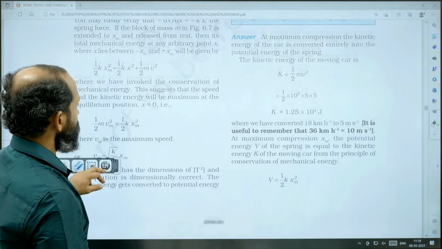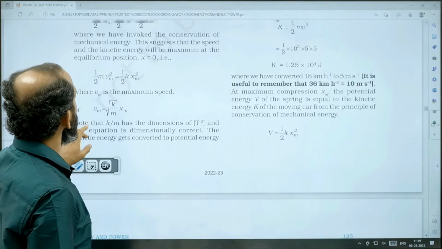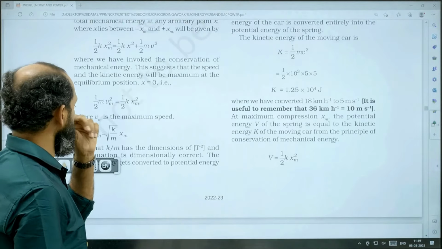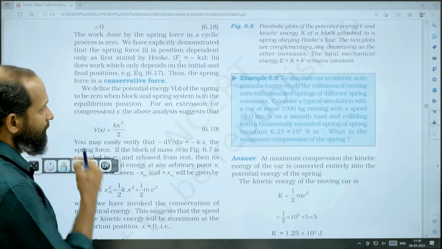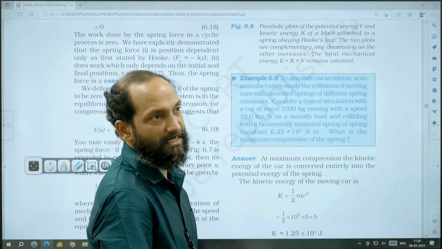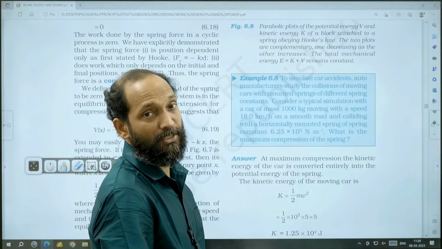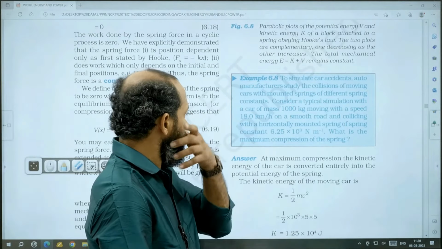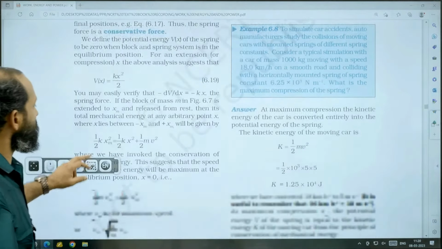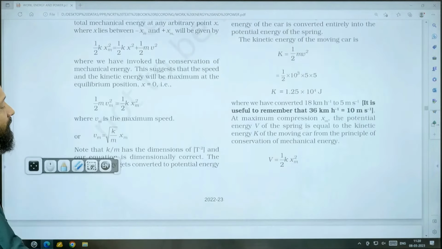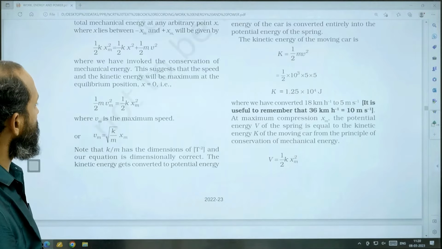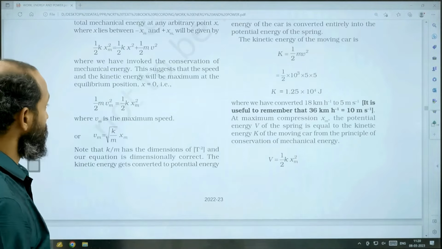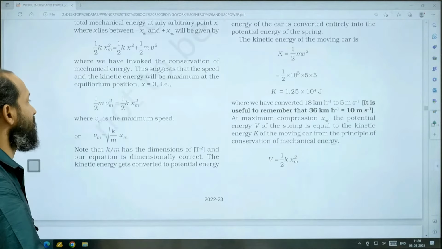Now, during oscillation, how do we apply energy conservation? When a pendulum oscillates, it possesses two energies simultaneously, one kinetic and the other potential. Kinetic plus potential energy is a constant. At the extreme position, it has only potential energy, no kinetic energy. At the mean position, its potential energy is minimum. Minimum potential energy can be zero, though not necessarily.